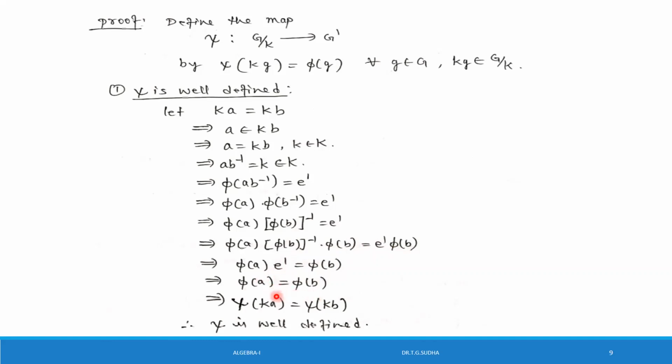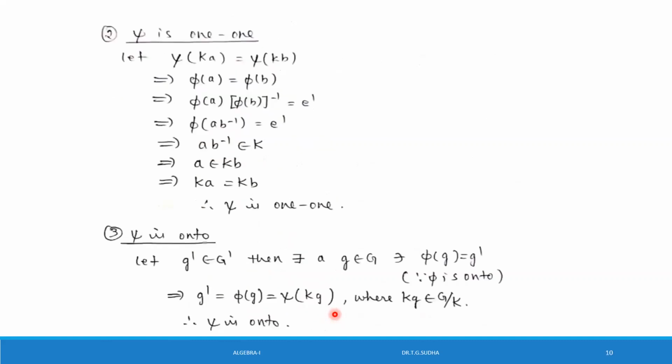But under the mapping psi, phi of g is equal to psi of Kg. Therefore, phi of A will be equal to psi of Ka, and phi of B will be equal to psi of Kb. So to begin with, we took Ka is equal to Kb, and now we proved that psi of Ka is equal to psi of Kb. Therefore, when the elements are equal, their images are equal. Therefore, psi is well defined.